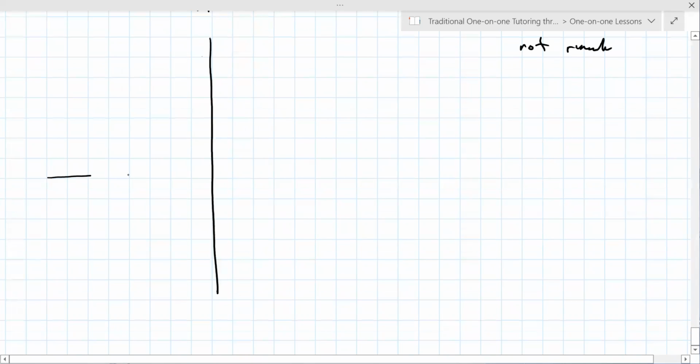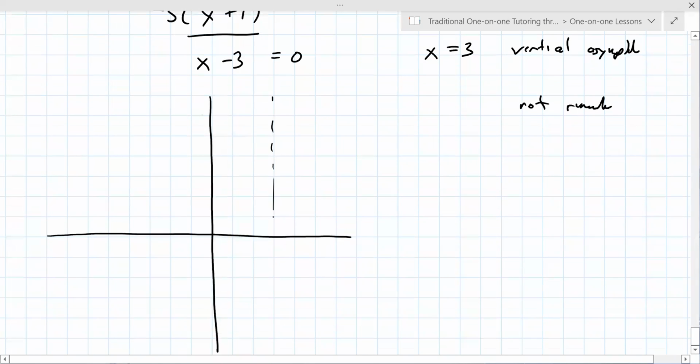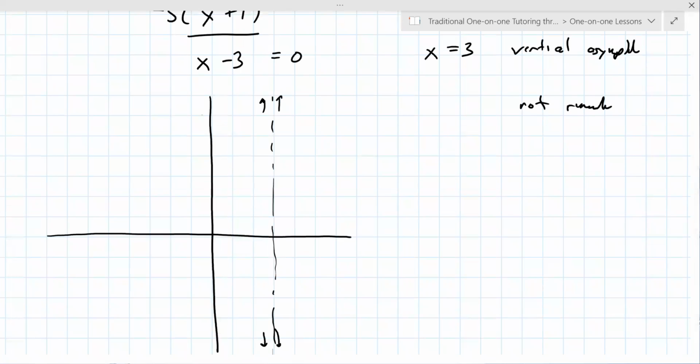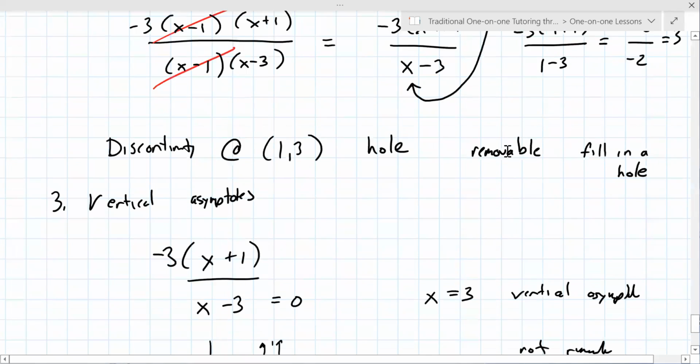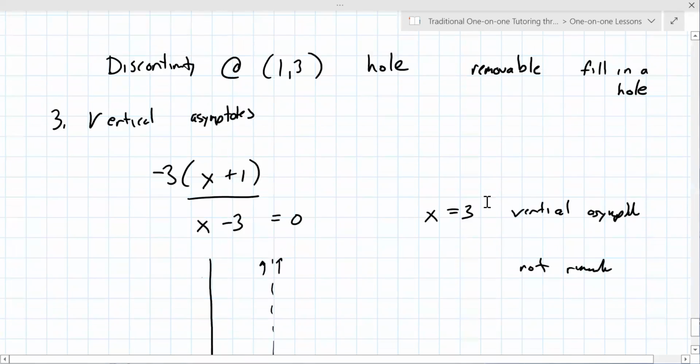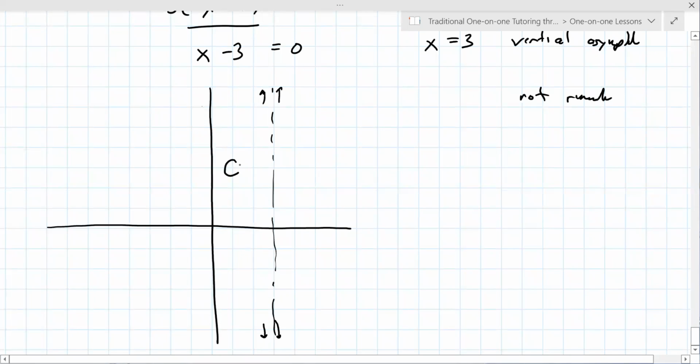So x equals 3 is a vertical asymptote. So something like that, little dashed line, some arrows. The hole is at, what did I say, 1, 4? 1, 3, 1, 3. Nice big emphatic hole. Okay. All right, and so we've done discontinuities.